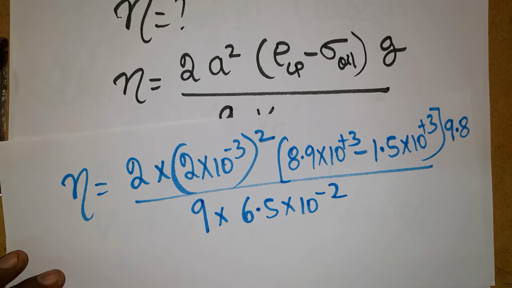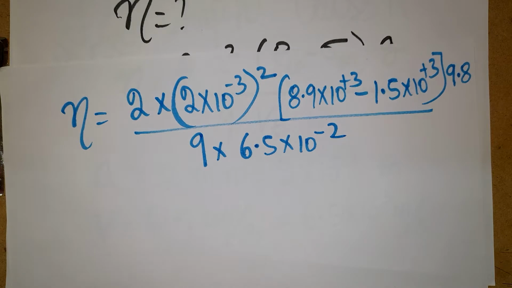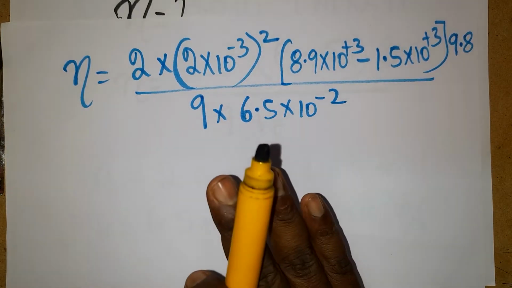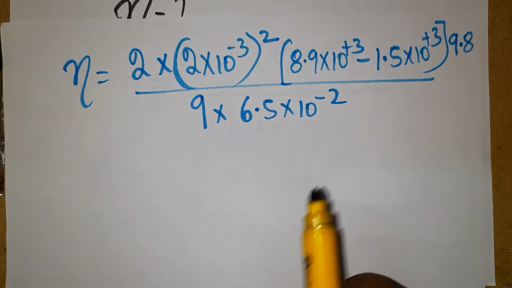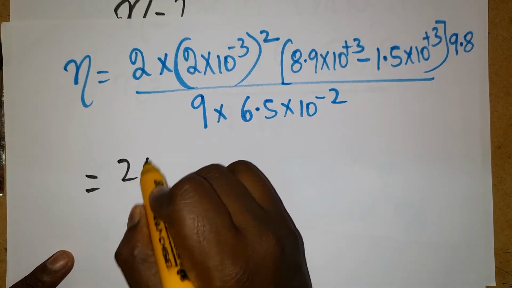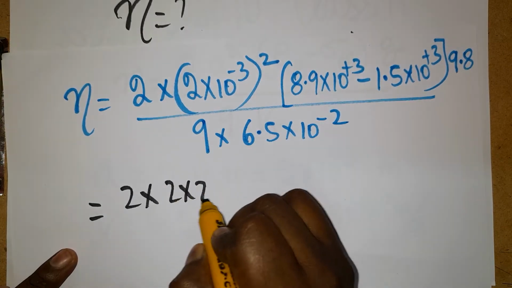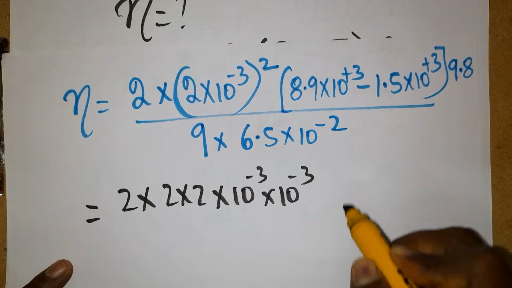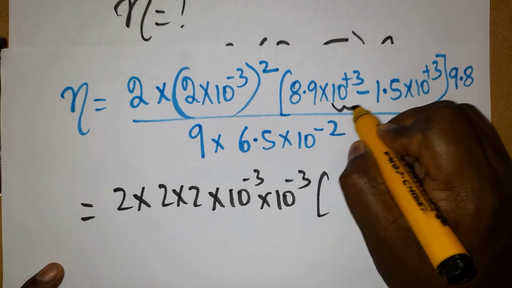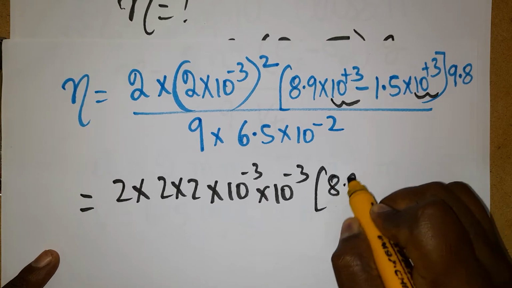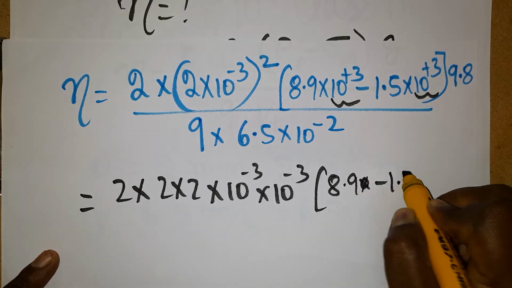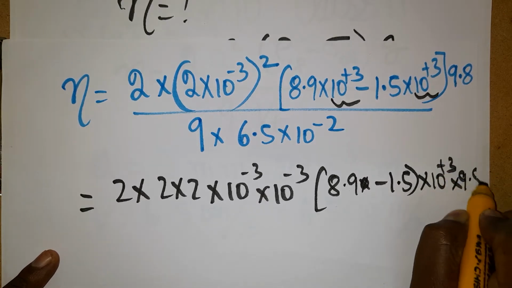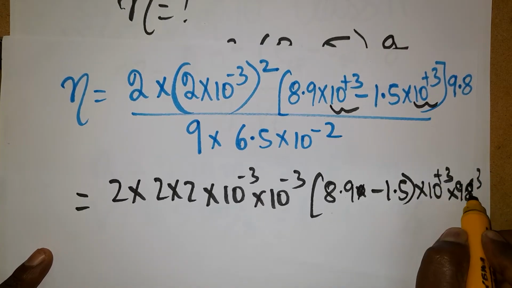Now all the units are converted to SI units, so slowly you can do the problem. I am going to tell you each and every step, including the multiplication, and teach you how to find this answer. First, 2 into 2, and 10 power minus 3 into 10 power minus 3, because the square gives 10 power 2 times. Here 10 power plus 3 you can take common: 8.9 minus 1.5 into 10 power plus 3, into 9.8, the acceleration due to gravity.